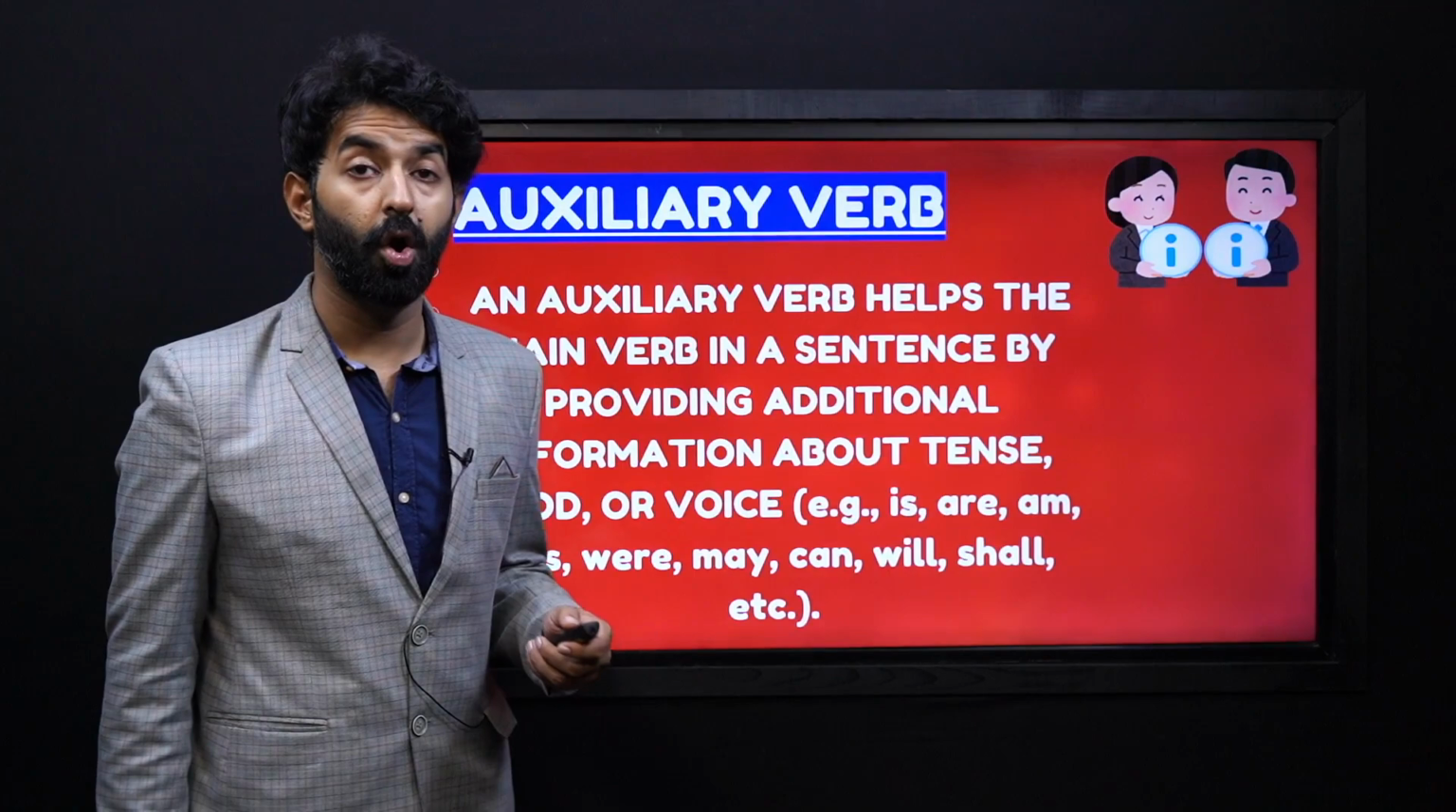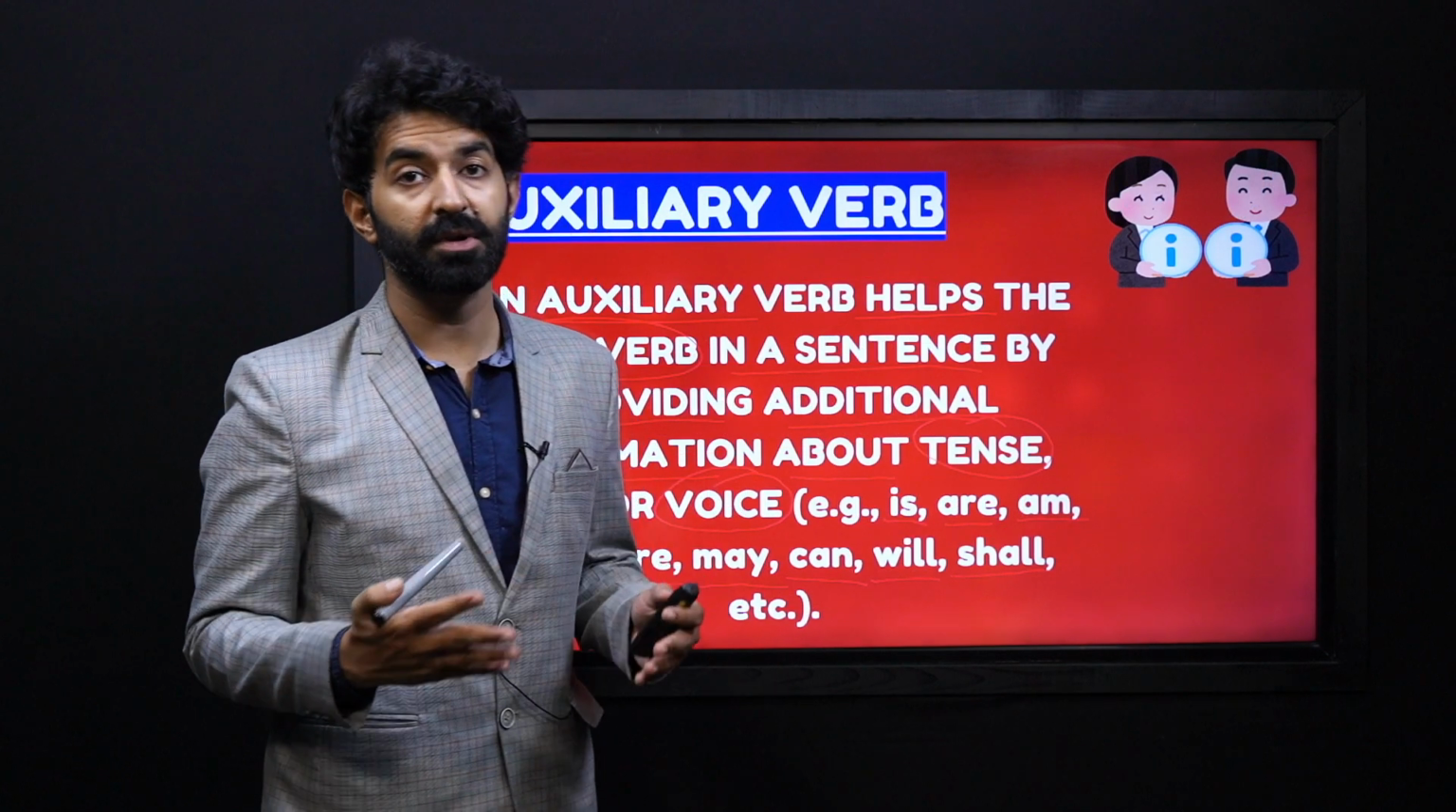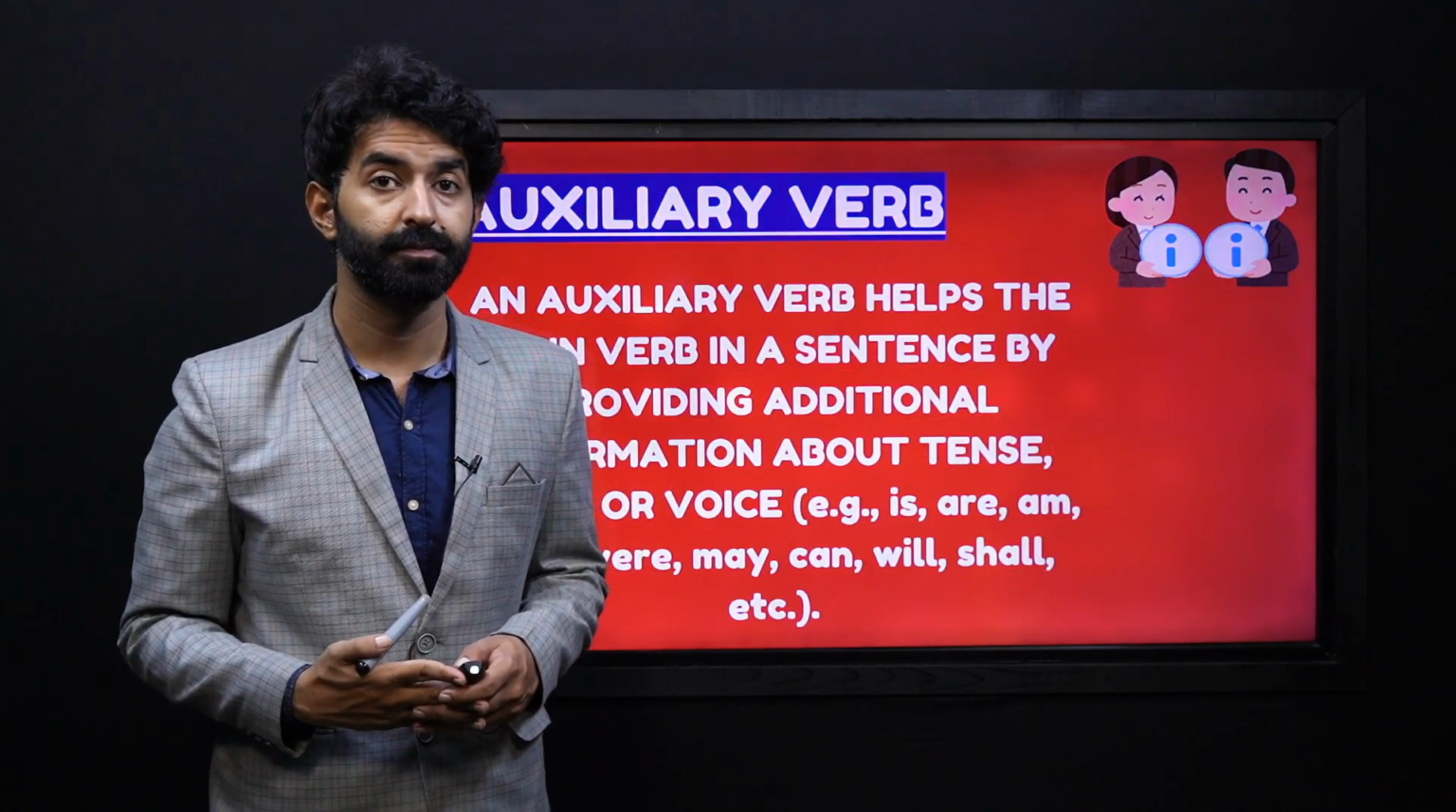Now, let's talk about auxiliary verb. An auxiliary verb helps the main verb in a sentence by providing additional information about tenses, mood, or voice. For example, is, are, am, was, were, may, can, will, shall, etc. Now, all these are our auxiliary verbs. They sometimes also act as our main verbs.